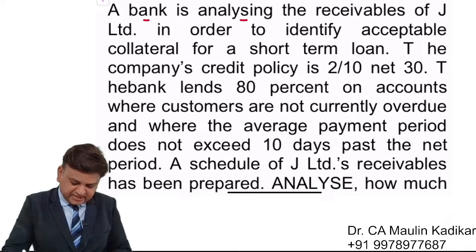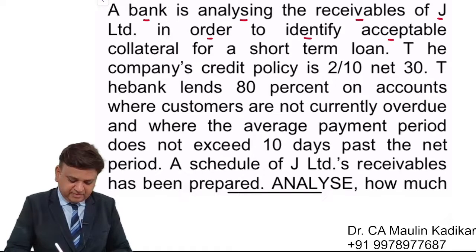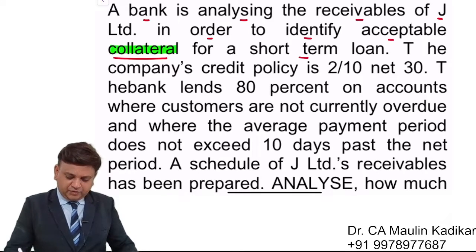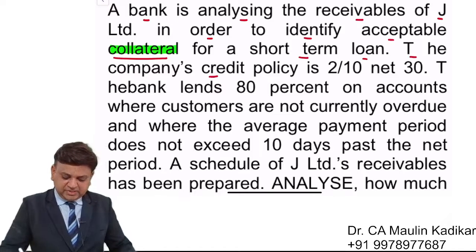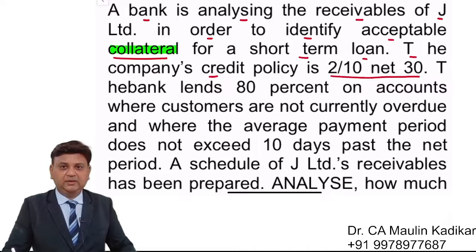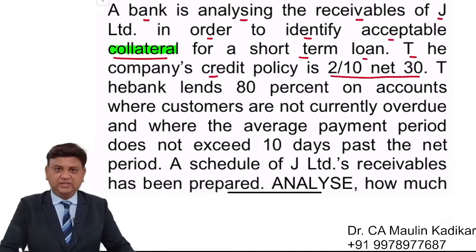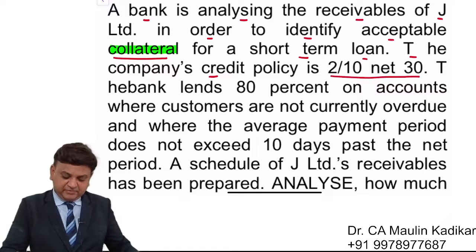A bank is analyzing the receivable of J Limited in order to identify acceptable collateral. The term collateral stands for a kind of security for a short-term loan. The company's credit policy is 2 by 10 net 30. Means credit period is 30 days. However, if the customer is making payment within 10 days, then in that case, customer will be given cash discount at the rate of 2%.